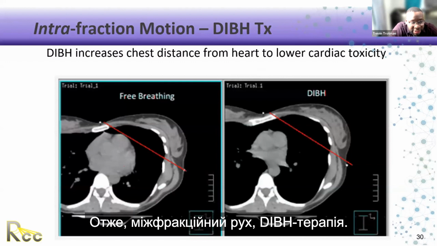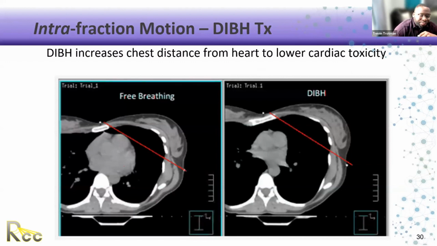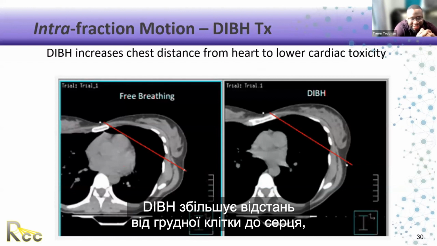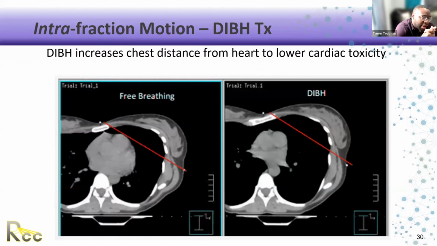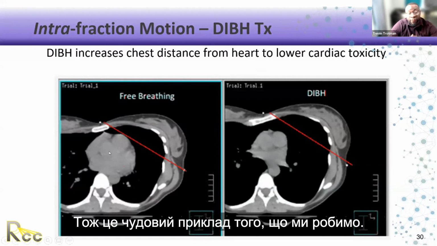So here, interfraction motion, DIBH treatments. DIBH increases chest distance from heart to lower the cardiac toxicity. So this is a perfect example of what we do.